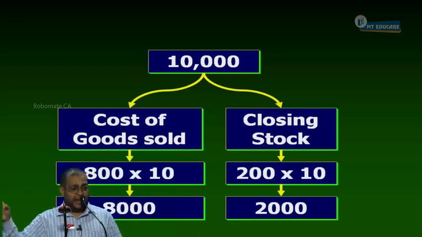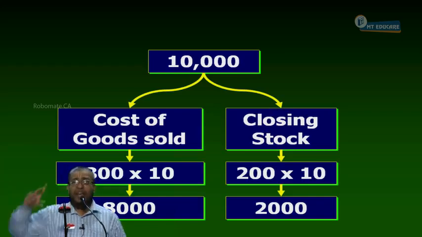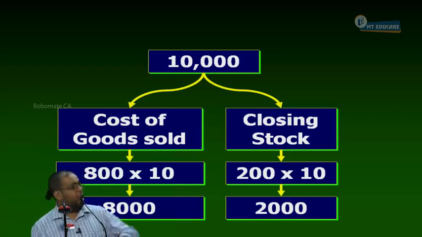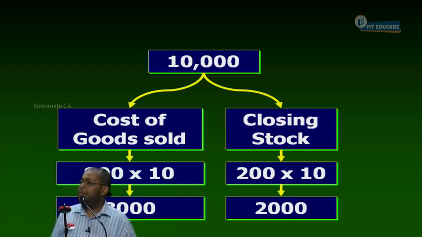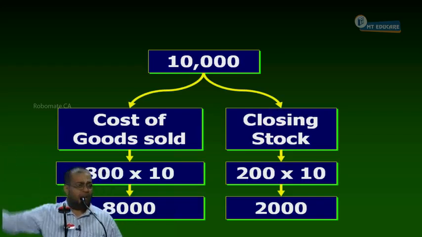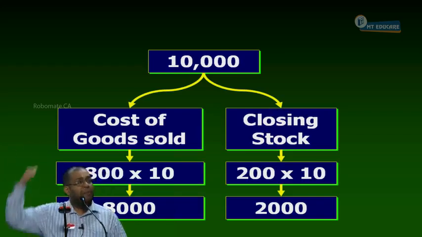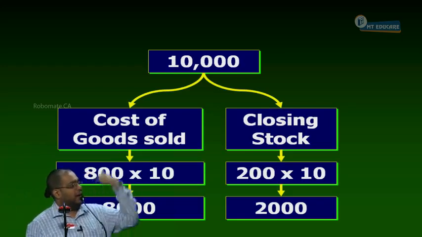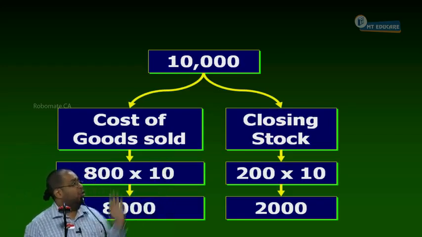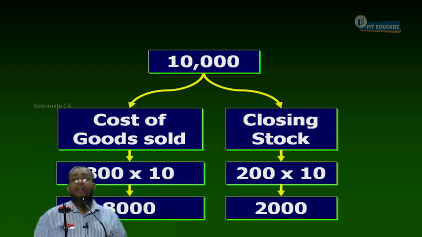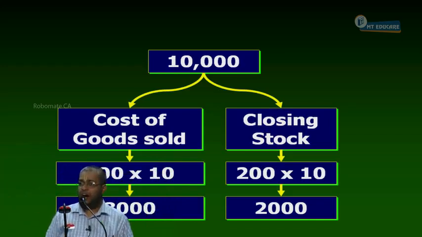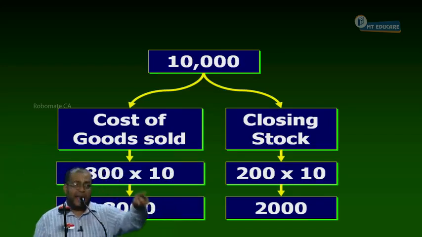I credit the closing stock in the trading account this year. When I credit the cost, it is taken out of this year's trading. Yes or not? It is going to be debited in what? Next year. It is taken out of this year's trading account by crediting it, and put into next year by debiting next year's trading account as opening stock. So the 2,000 rupees closing stock cost is taken out of this year and transferred to next year.